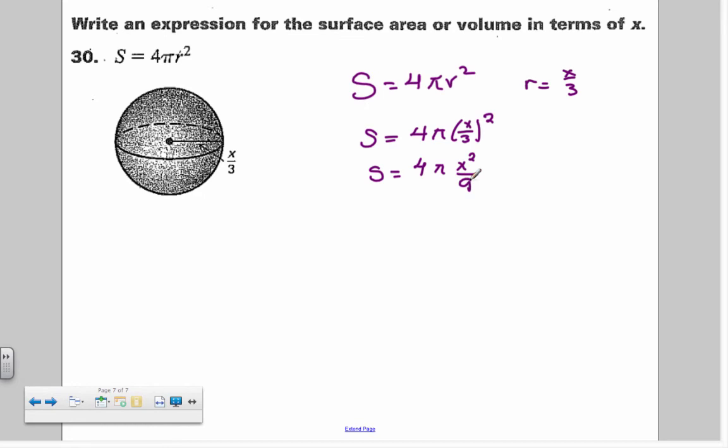3 squared is 9. So because this is a product, I can go ahead and rewrite this as 4/9 pi x squared. And the reason is because everything here is multiplying together, I really only need to divide one of the parts of that term by the 9. And it's much easier for us to see 4/9 as a fraction versus x squared over 9, which we're not really sure what that value is.